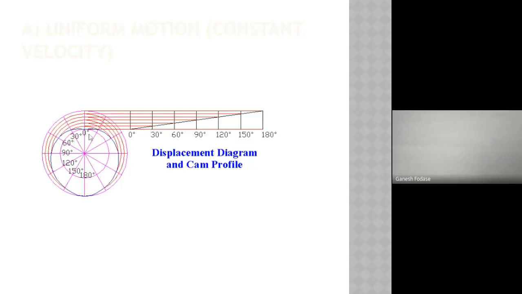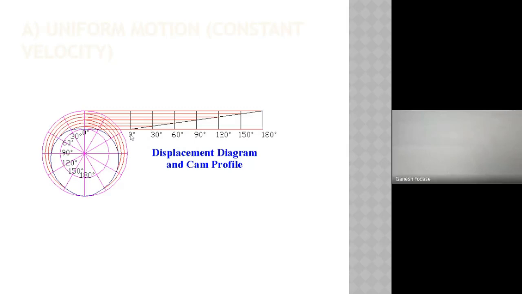You've seen how it is projected from this to this vertical and then parallel projection. Similarly, at 60 degree, follower displacement is this much. Again, it is projected on a vertical axis and then on a displacement diagram. So likewise, at 0 degree, 30 degree, 60, 90, 120, 150, 180, the follower is displaced.